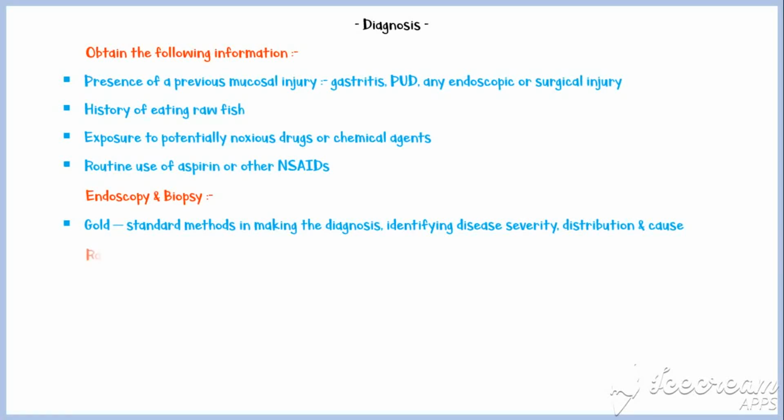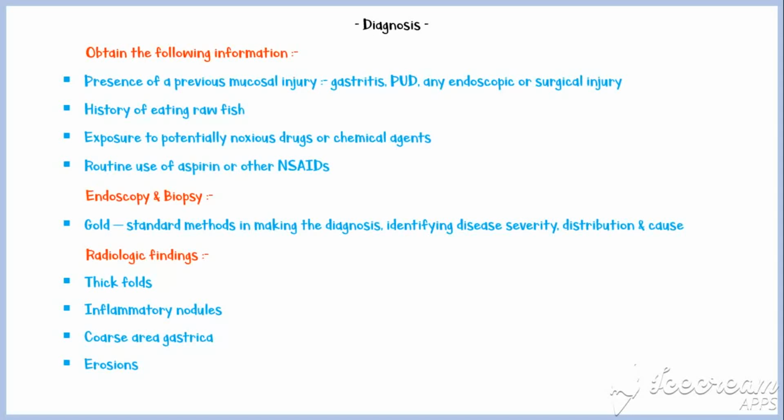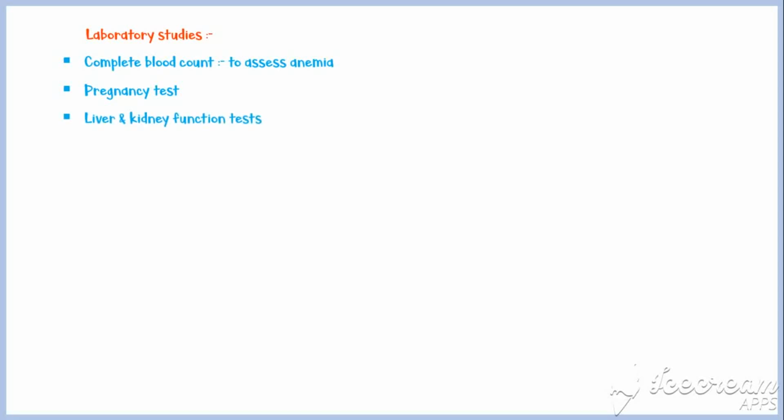Radiologic findings are also helpful in making the diagnosis. Four major radiologic findings are thick mucosal folds, inflammatory nodules, coarse areae gastricae, and erosions. Laboratory studies are not significant in diagnosing gastritis but may help with the diagnosis. A complete blood count may be required to assess anemia due to bleeding from ulcers. In women, ruling out pregnancy is important in the diagnosis. In addition, liver and kidney function tests, gallbladder and pancreatic function tests, and stools for blood are also important.